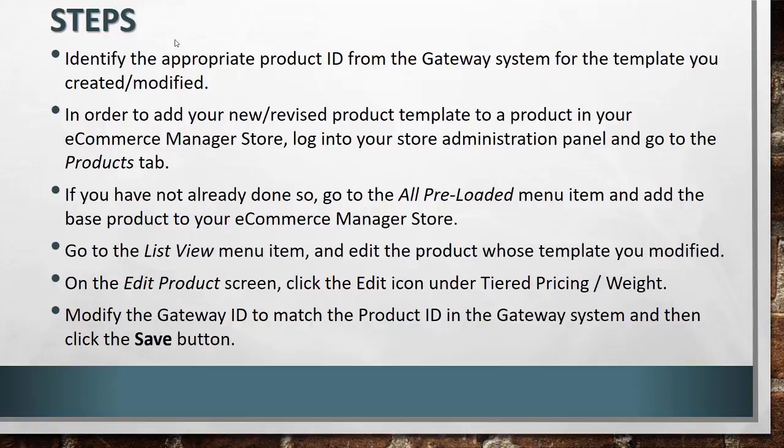On the Edit Product screen, click the Edit icon under Tiered Pricing/Weight. Modify the Gateway ID to match the product ID in the Gateway system, and then click the Save button. And you're finished. Those two items are linked. If you modify your template in the Gateway system again, you will not have to relink because they are now linked in the system. Let's go and look at how that works one more time.